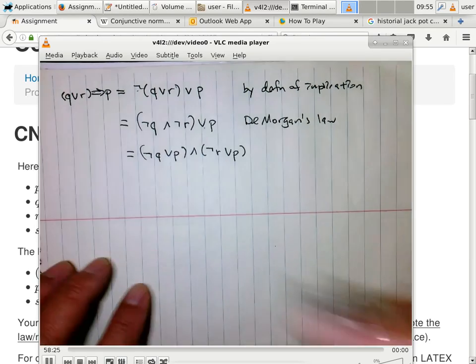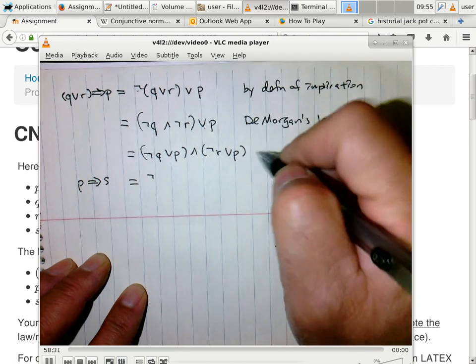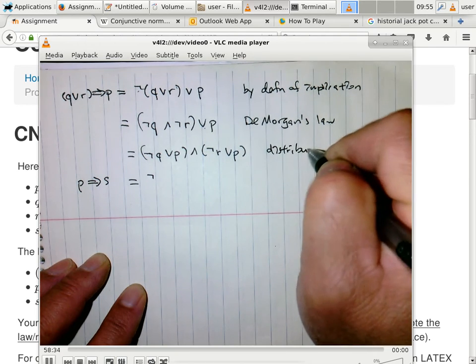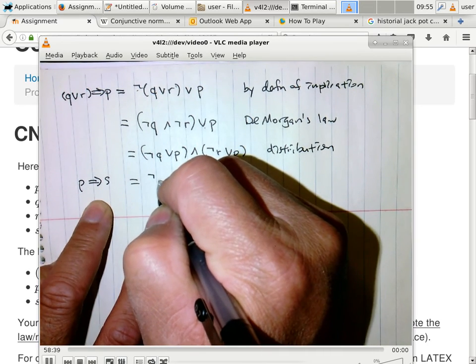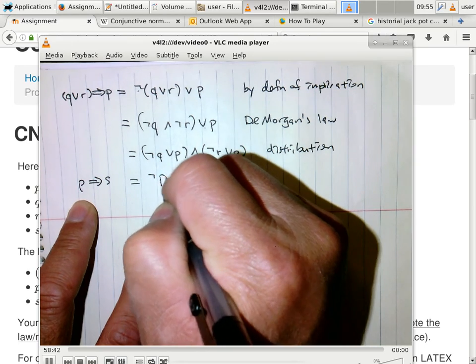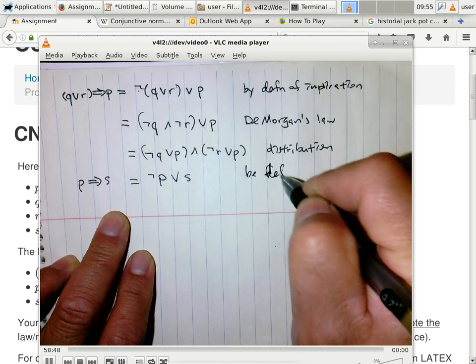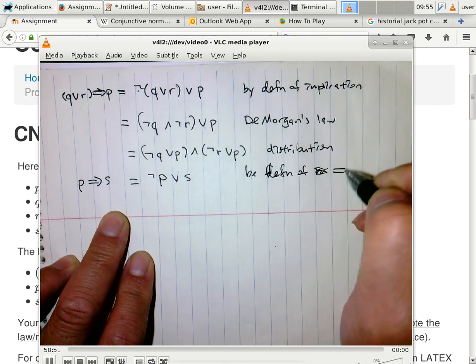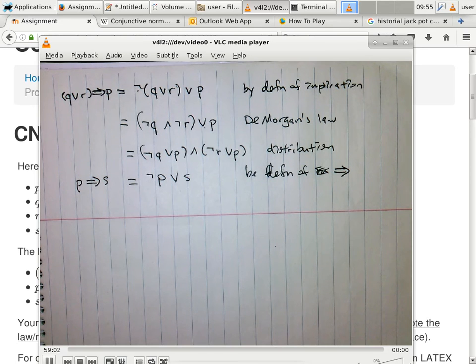Switching back to the question itself, the next one is P implies Q, P implies S. Let's go ahead and do that one too. I'm going to write this down too. With this one, it's easier because we just negate P or S. This is by definition, once again, by definition of implication. And we're done, because even though it doesn't have any conjunction in it, it is already in CNF, because it's a disjunction that only consists of variables and the negation of variables.